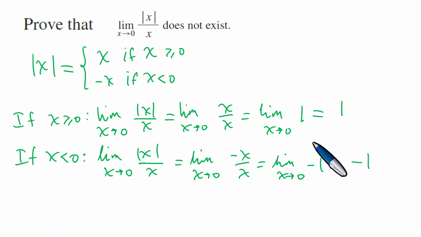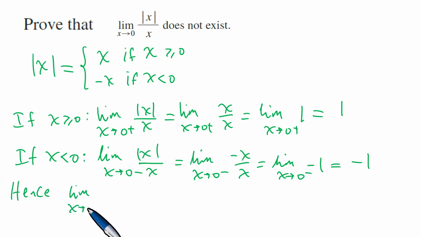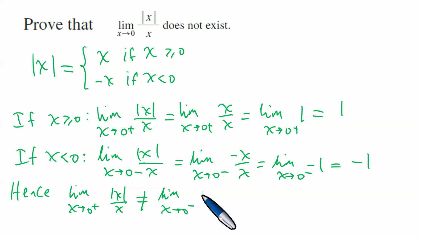So now we compare these two limits: we're getting 1 and -1. These two limits are different, right? If x is bigger than 0, we are looking at the limit as x approaches 0 from the right, and this one is from the left. So the conclusion is that the limit as x approaches 0 from the right of the modulus is not equal to the limit as x approaches 0 from the left.